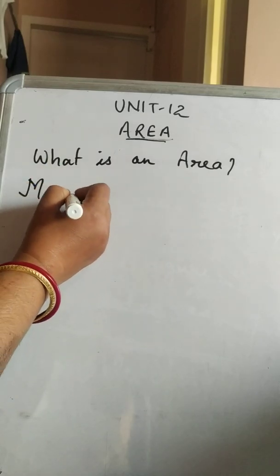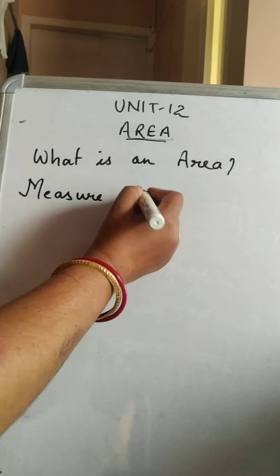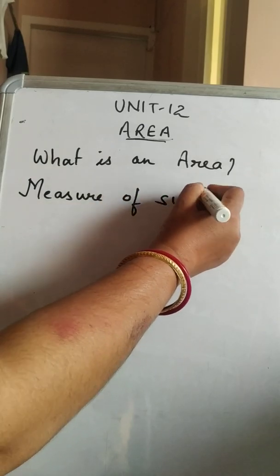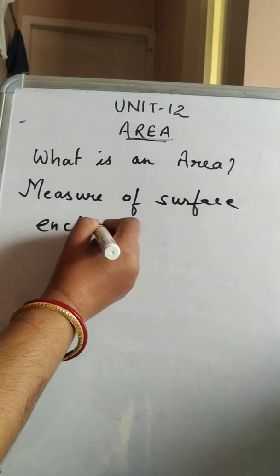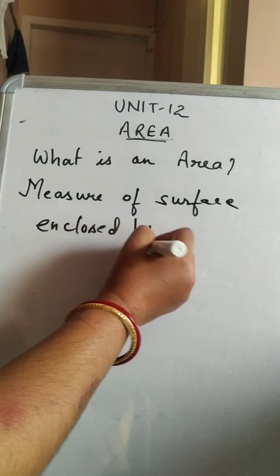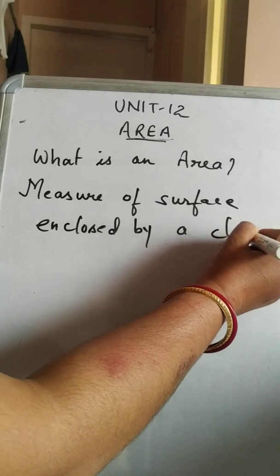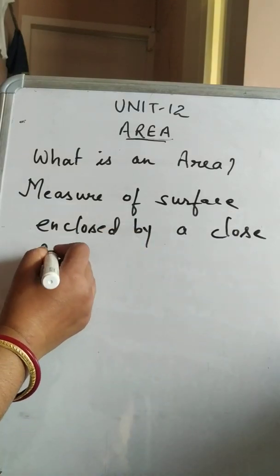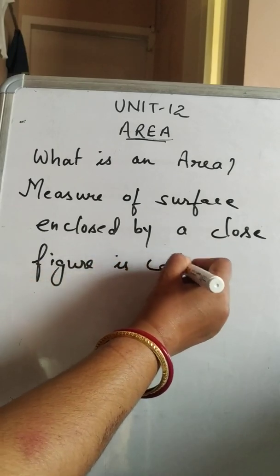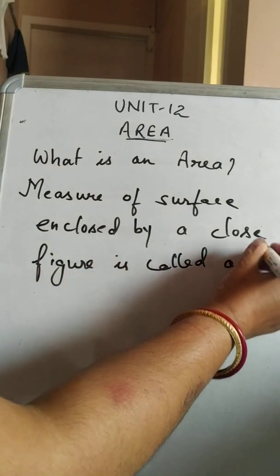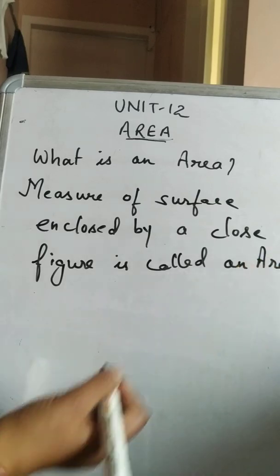What is an area? The measure of surface enclosed by a closed figure is called an area. Okay.